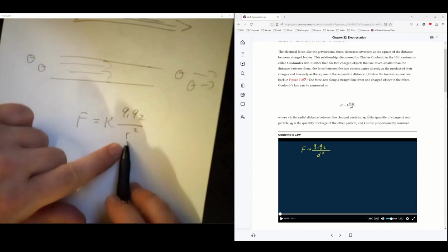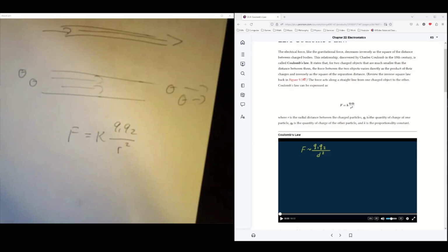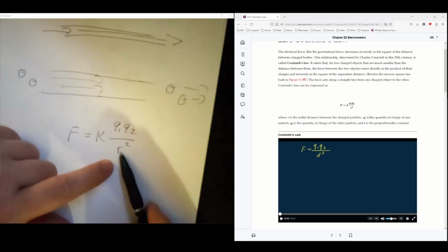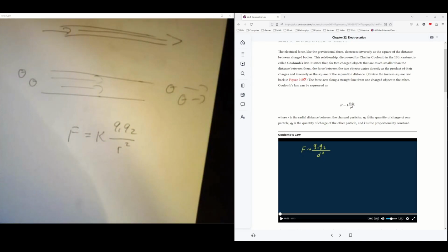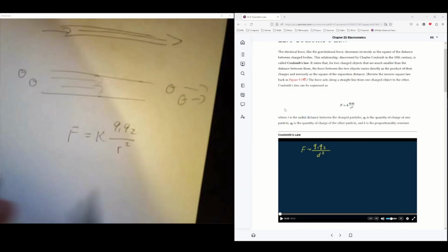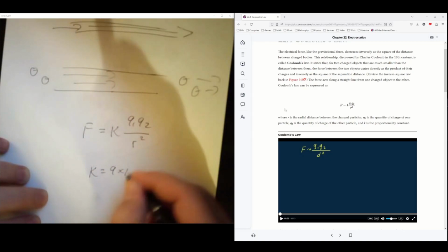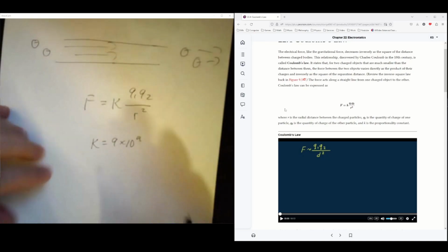Now in physics, R is commonly used for distance, and there are various reasons for that. If you're just wondering why there is an R for distance, it's pretty common in physics to use R. And they actually use the word right here: radial distance is why R tends to get used, because of the radial part there. K. Now K is about 9 times 10 to the 9th.